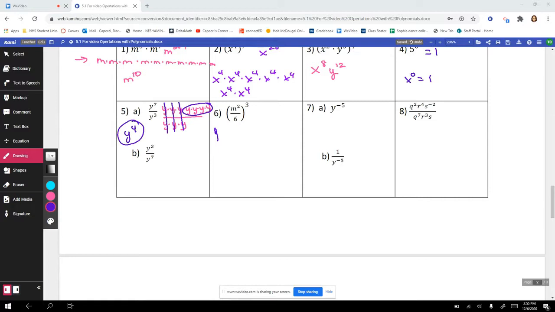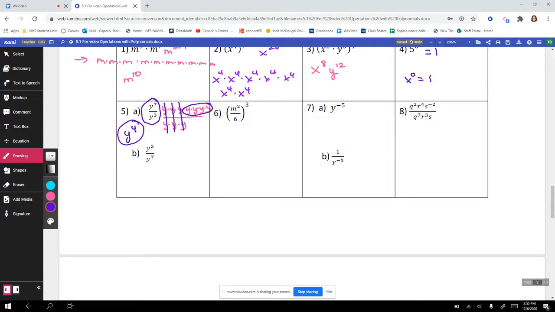Now, again, I don't want to write that out every time. So all I'm going to remember is that I'm going to subtract. And wherever the higher exponent is, that's where my final answer is going to be. So 7 minus 3 gives me 4. And again, I have more on the numerator, so that's where my answer is going to be.